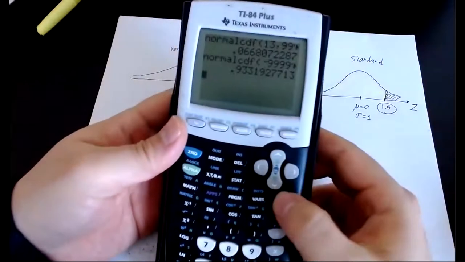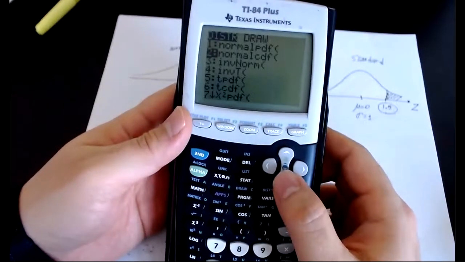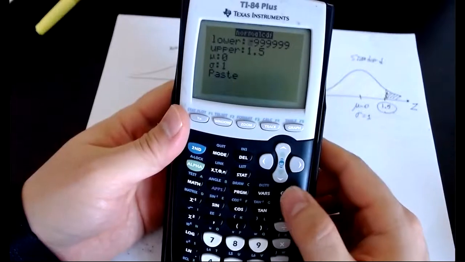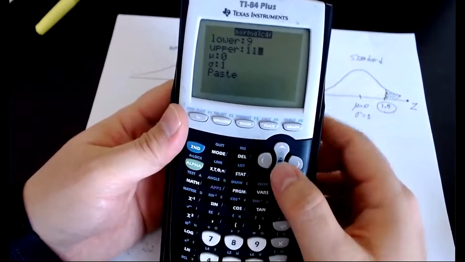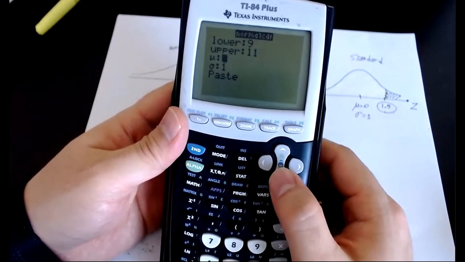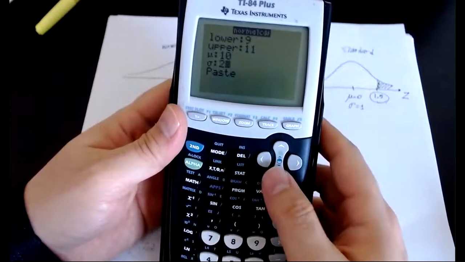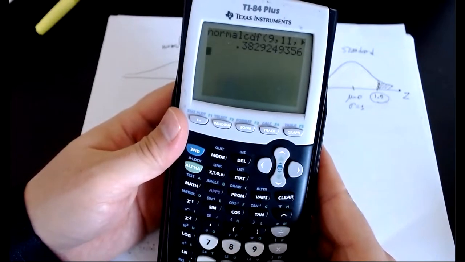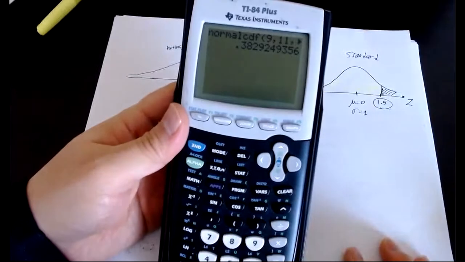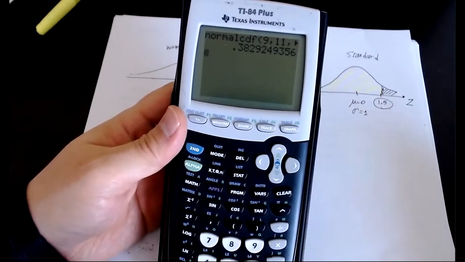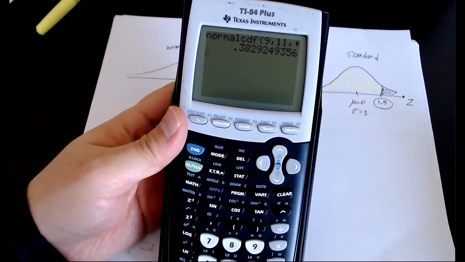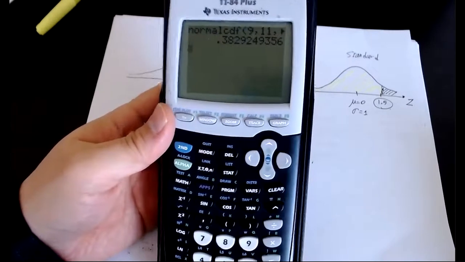So in the calculator, we go to the distribution and use normal CDF, and the lower limit must be 9. Okay, the upper limit must be 11. And then mu is 10, and the standard deviation is 2. So paste. Okay, then you get 0.3829. This is exactly the same answer as the number in the textbook example. Okay, similarly, you can figure out the other problems using the calculator.